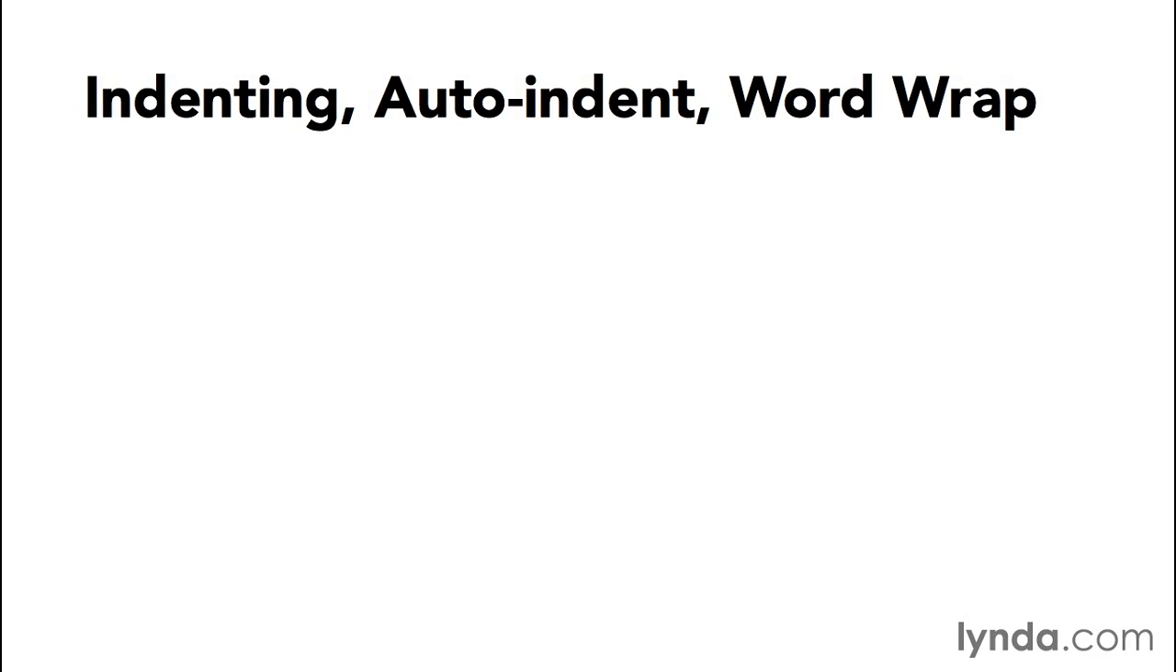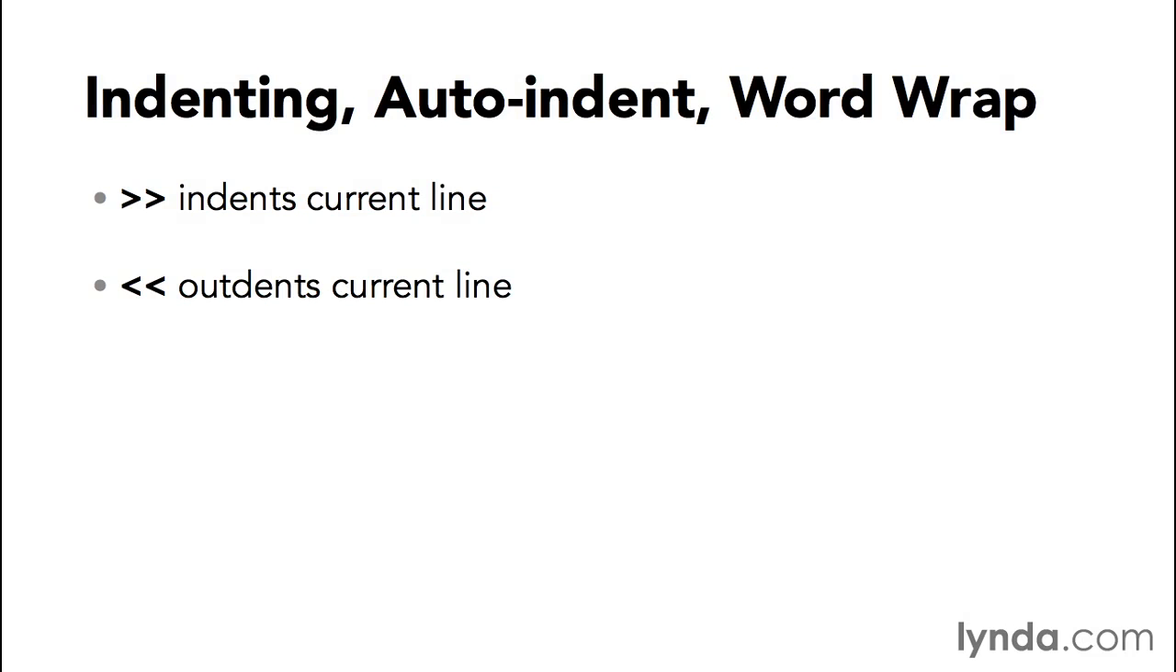Now I'm going to talk about indenting and word wrap. The angle bracket commands indent and outdent the current line. Two pointy brackets to the right indent the current line, that is to say they move it to the right. Two pointy brackets to the left outdent the current line, that is to say they move it to the left. Both of these perform their indent or outdent by a single tab stop.